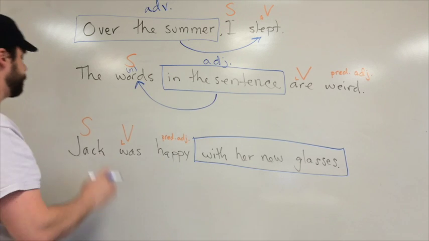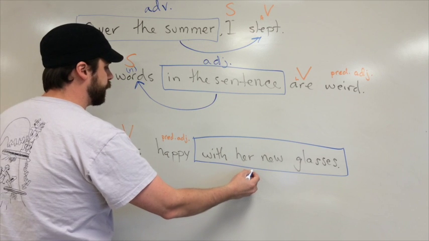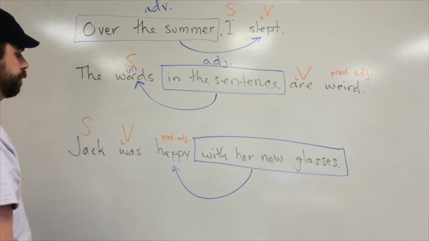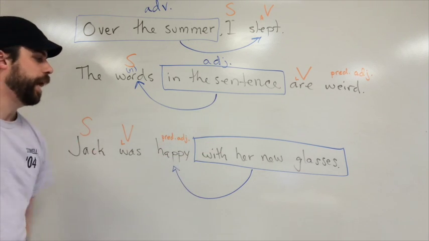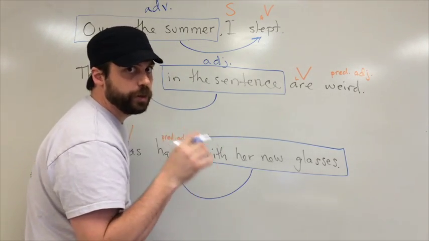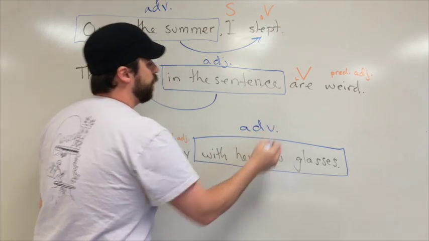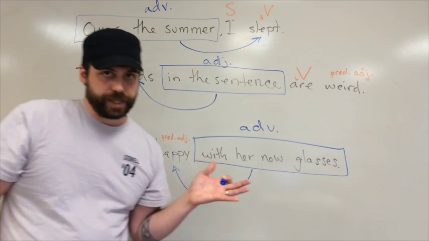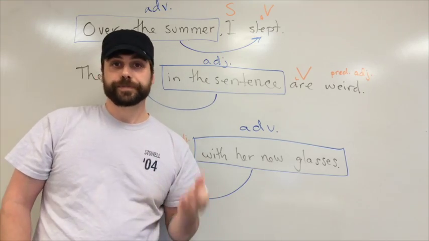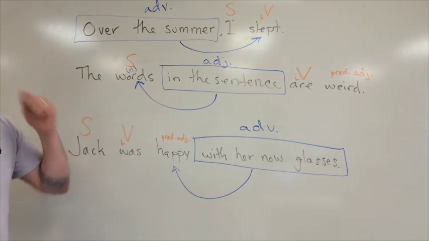So again, third sentence: Jack was happy with her new glasses. With her new glasses modifies this predicate adjective here. How is she happy? She's happy with the new glasses. So if it's modifying an adjective, hopefully you know that if it modifies an adjective, it is an adverb. Now again, you won't be able to do this kind of stuff unless you're really familiar with what adjectives are and what adverbs are. But once you do, this is doable. Check it out.